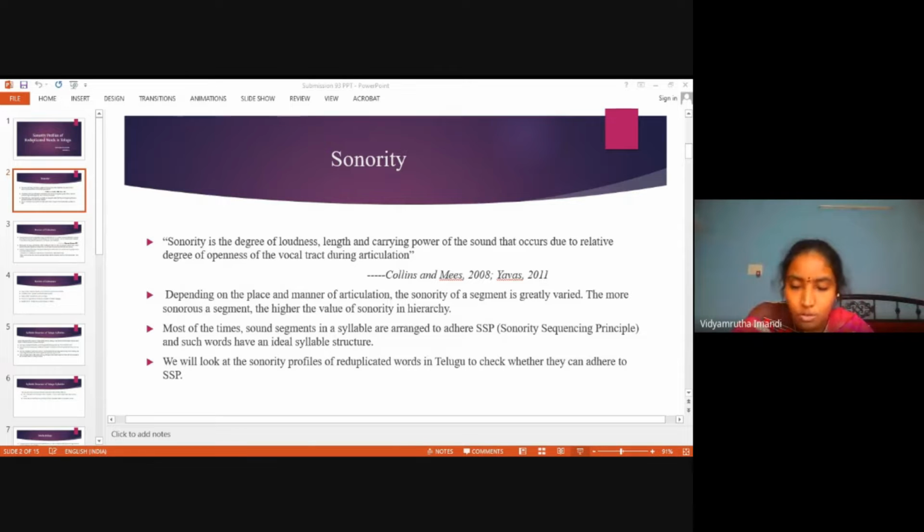Based on sonority, Clements in 1990 has given a way of defining an ideal sonority structure, an ideal syllable structure based on sonority, and this would be: the onset will have a gradual rise of sonority, and after reaching the peak, there should be a gradual decline through to the coda.